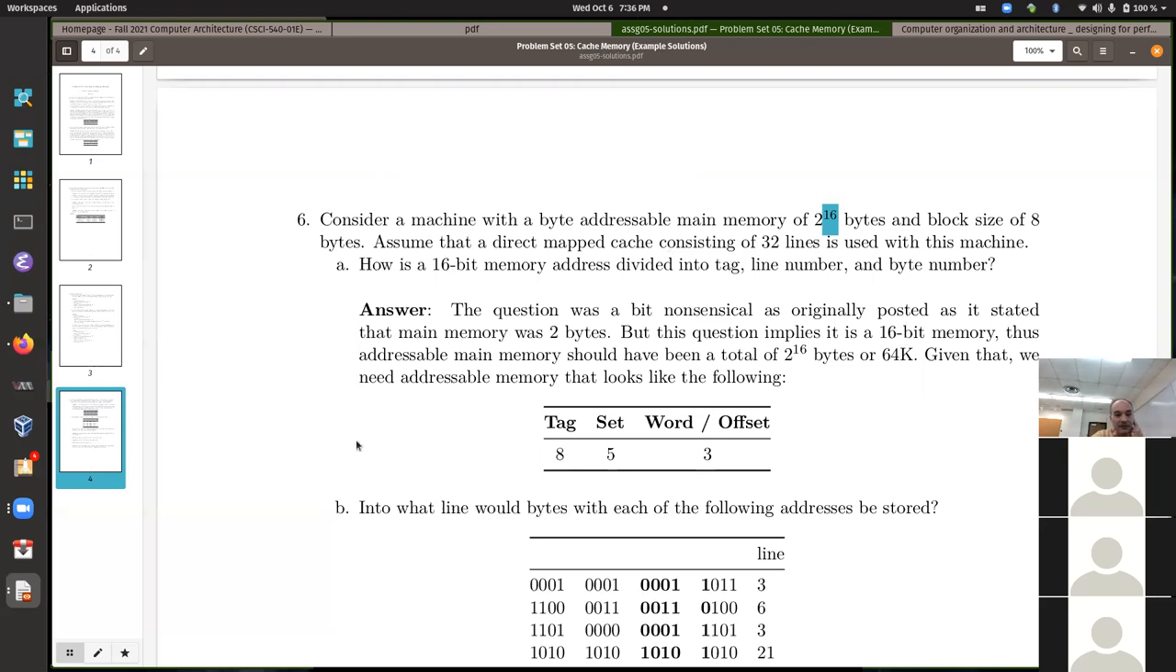Although the first question should have cleared up a bit, even if that confused you, that we were using a 16-bit memory. So a 16-bit memory implies that we've got 2 to the 16 addressable words or addressable bytes in the memory here.